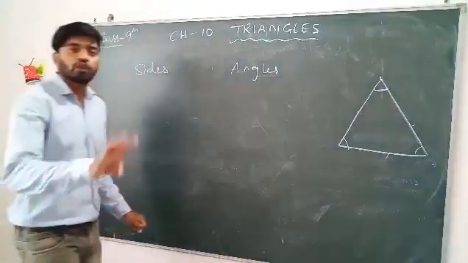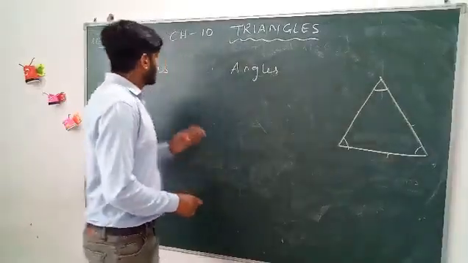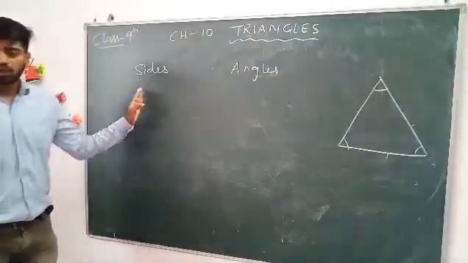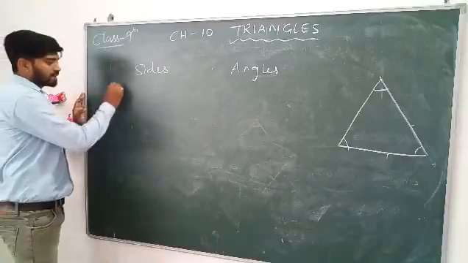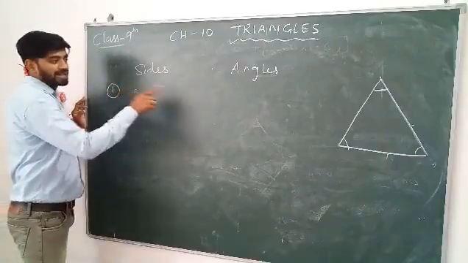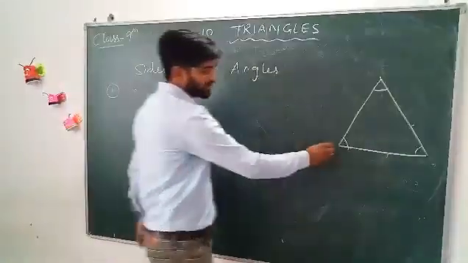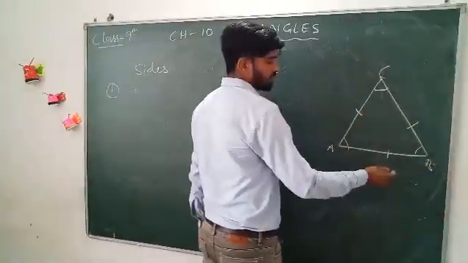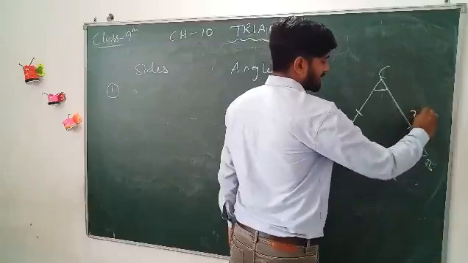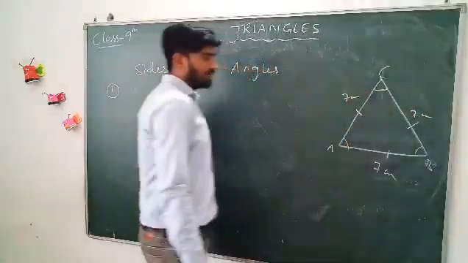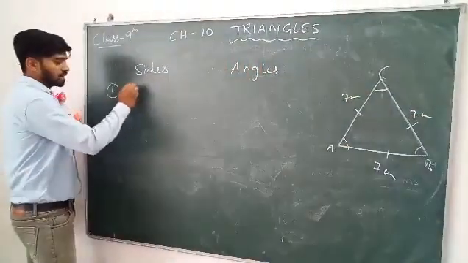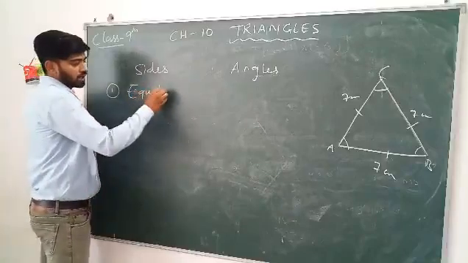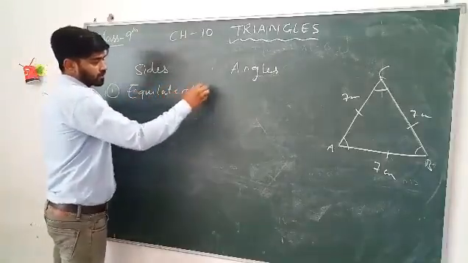Now, after triangle, the triangles are of how many categories? The triangles are a total of 6 categories. First, they are based on sides. According to sides, if all the sides are equal, for example, if this side is equal to this, and all of them are 7 centimeter, then I call this an equilateral triangle.